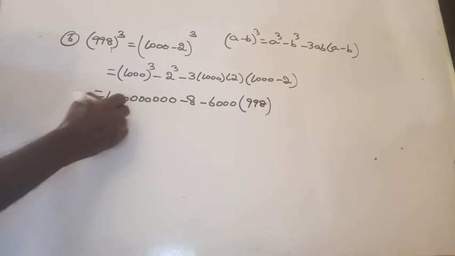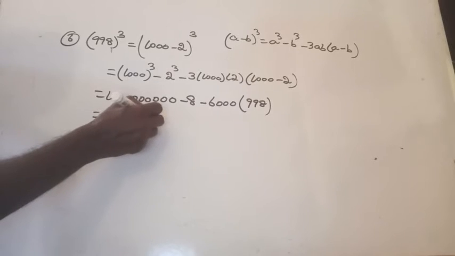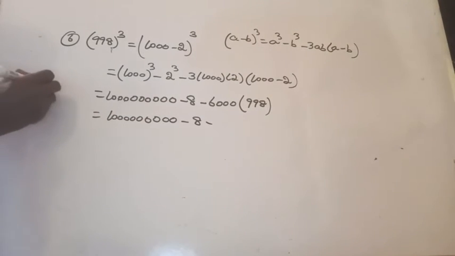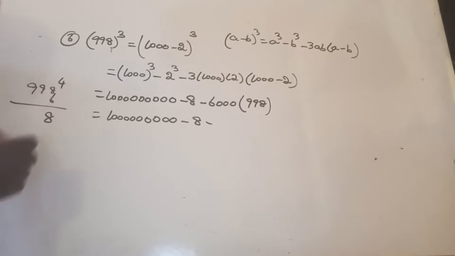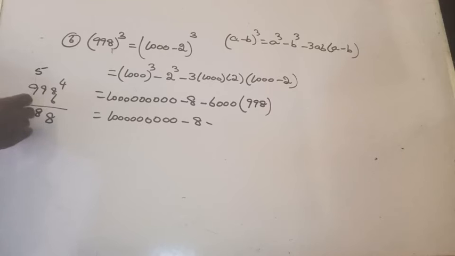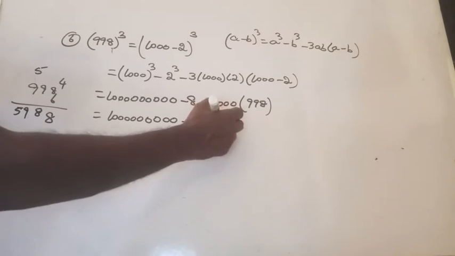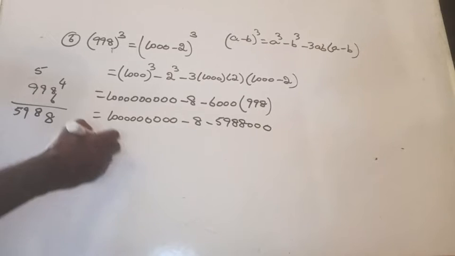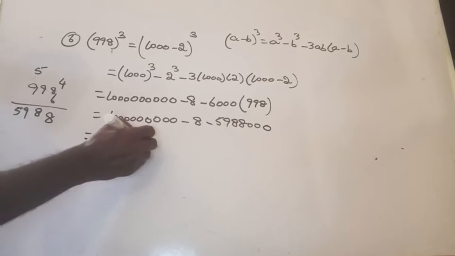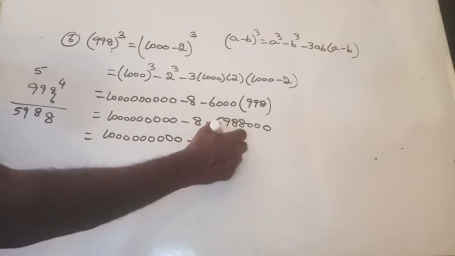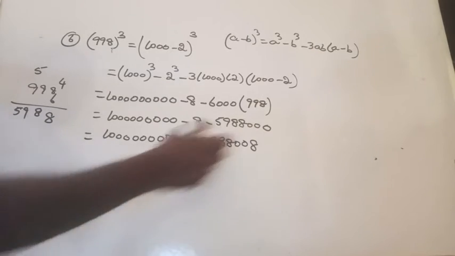Now multiply this again. 1, 2, 3, 4, 5, 6, 7, 8, 9, minus 8. 998 into 6000. 6 eights are 48, 4 carry. 9 sixes are 54, plus 4 is 58, 5 carry. 9 sixes are 54 plus 5, 59. Then it will be 5988000. Now again 1, 2, 3, 4, 5, 6, 7, 8, 9 zeros, minus 8, 5988008. Am I right here?